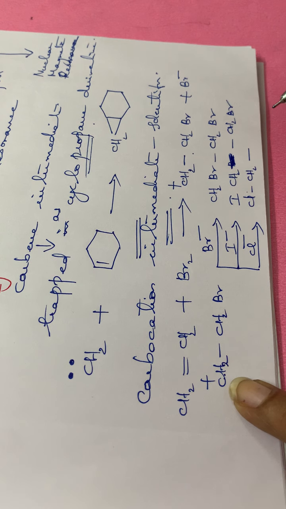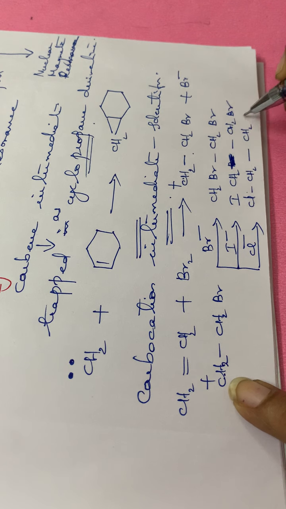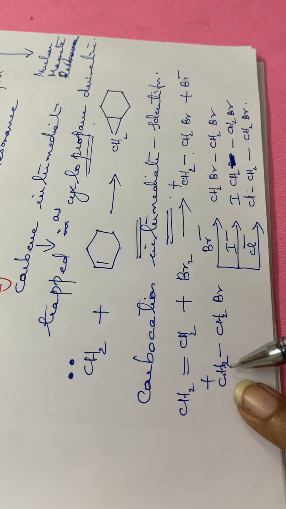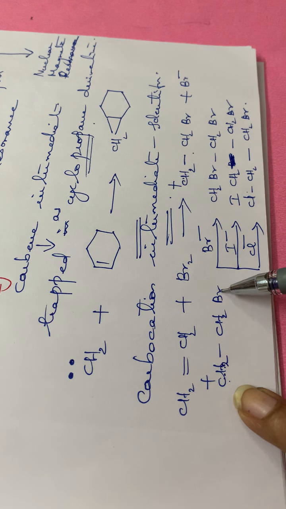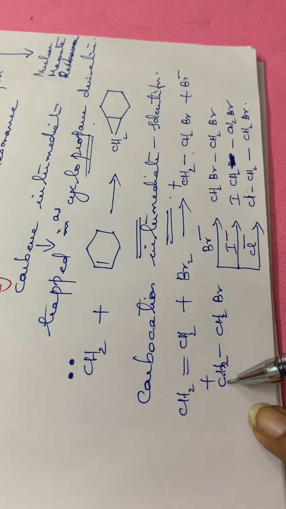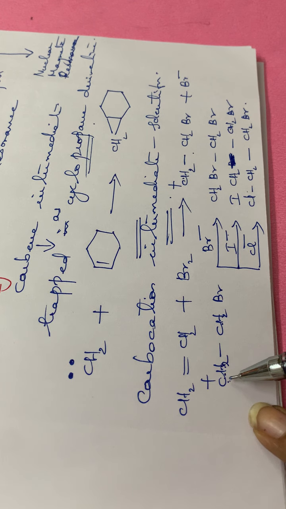Sorry, here no Br. Okay. ClCH2, then CH2Br. Okay, so if we are adding the nucleophile Br minus, it will be added across this carbocation. Okay, Br, CH2, CH2, Br. Then if we are adding another nucleophile I minus, it becomes I, CH2, CH2, Br. Then again, if we are adding a nucleophile Cl minus, it becomes Cl, CH2, CH2, Br.